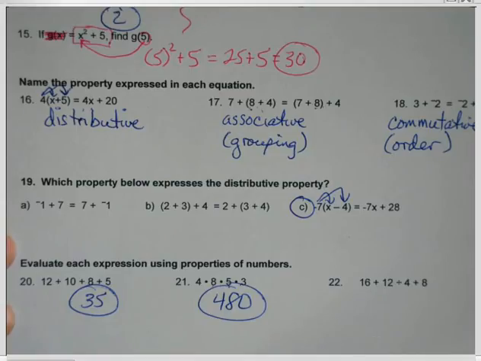Now 22, I have to think a little. I see add, I see divide, and I see add. What do I have to do first? I have to divide first. Because once I divide, now I can just add them up. 19 and 8 is 27.